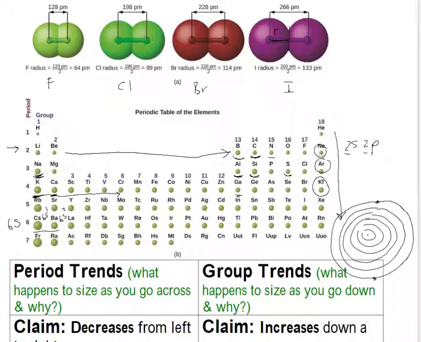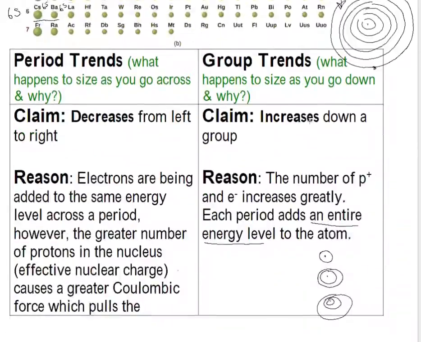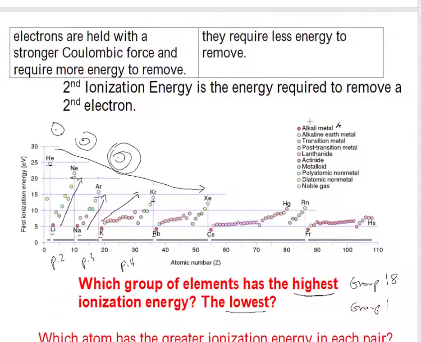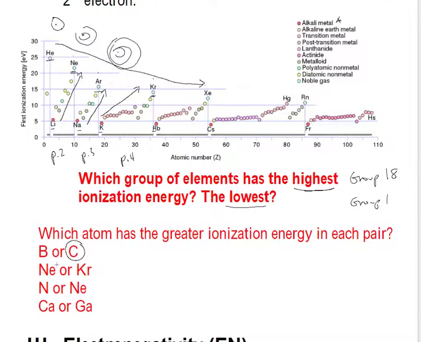is in period 2 right here. Krypton is down a little ways in period 4. So krypton is bigger. It's going to have a lower ionization energy. Neon is smaller. It has the higher ionization energy. Okay, neon has the higher ionization energy.